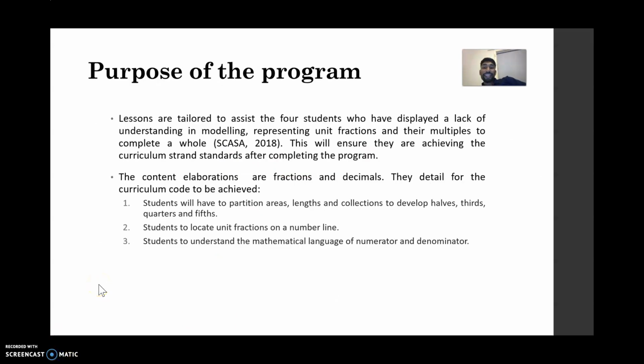Purpose of the program. The lessons are tailored to assist the 4 students who display a lack of understanding in modeling, representing unit fractions, and their multiples to complete a whole. This will ensure that they are achieving the curriculum strand standards after completing the program. The content elaborations of fractions and decimals detail the curriculum code to be achieved.